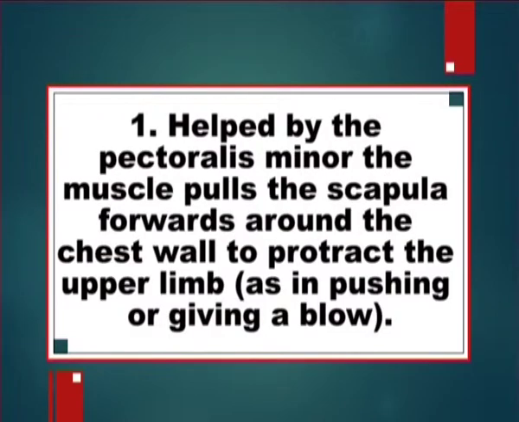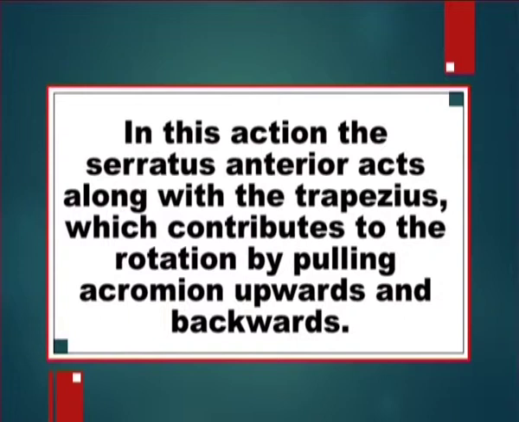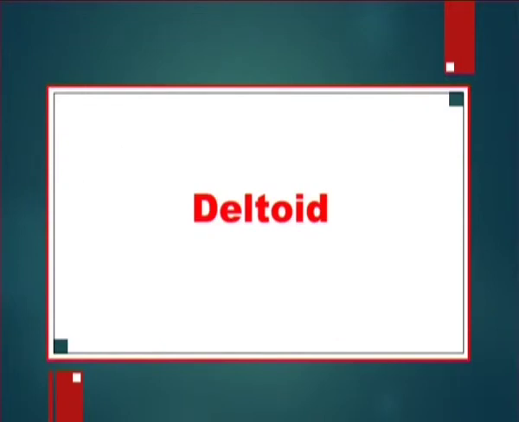Actions. Helped by the pectoralis minor, the muscle pulls the scapula forward around the chest wall to protract the upper limb, as in pushing or giving a blow. The fibers inserted into the inferior angle of the scapula pull it forwards and rotate the scapula so that the glenoid cavity is turned upwards. In this action, the serratus anterior acts along with the trapezius, which contributes to the rotation by pulling the acromion upward and backward.